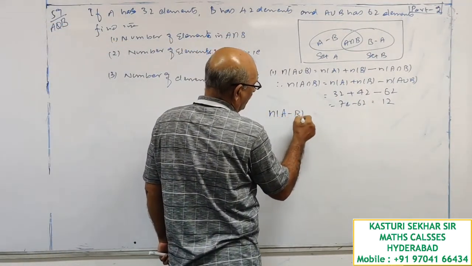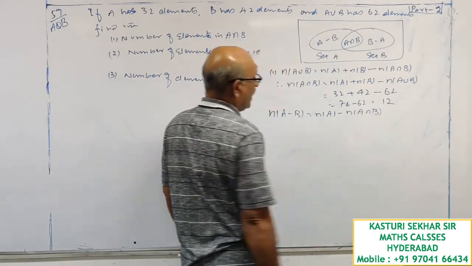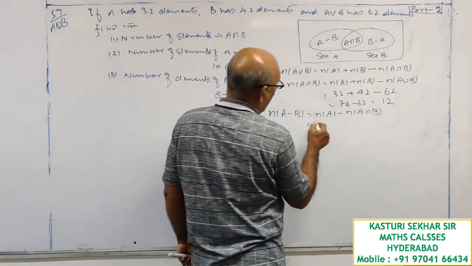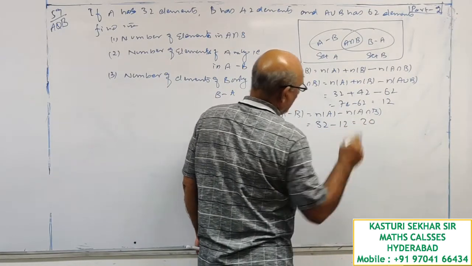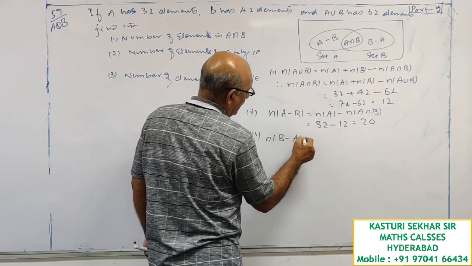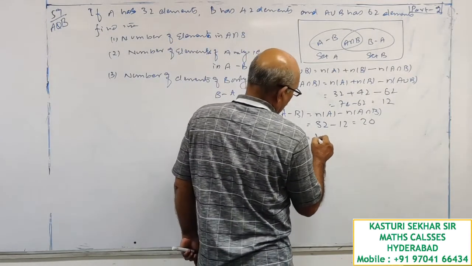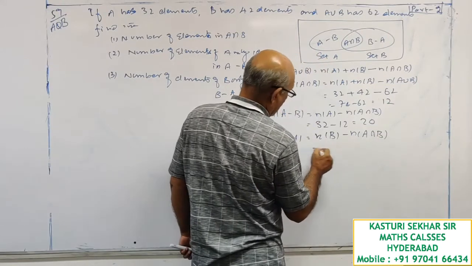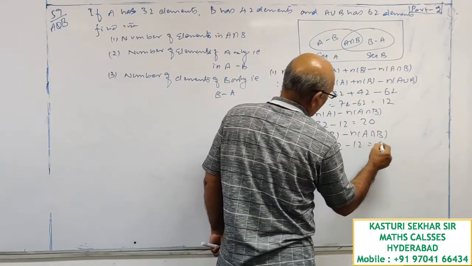n of A minus B is equal to n of A minus n of A intersection B. Elements which are in A only, second one: 32 minus 12, so 20. Third one, n of B minus A means elements which are in B only. So this is n of B minus n of A intersection B. n of B is 42 minus 12, this is 30.